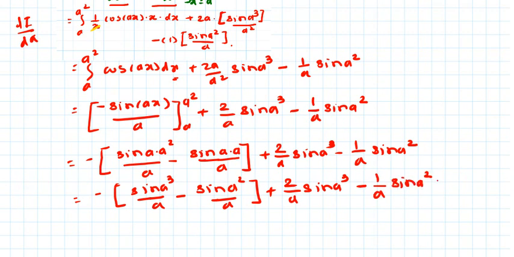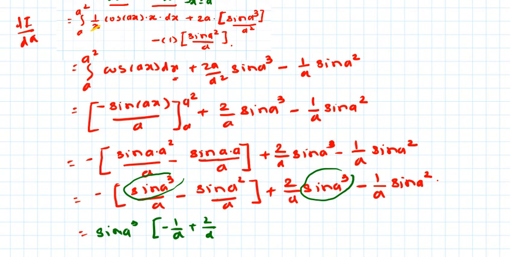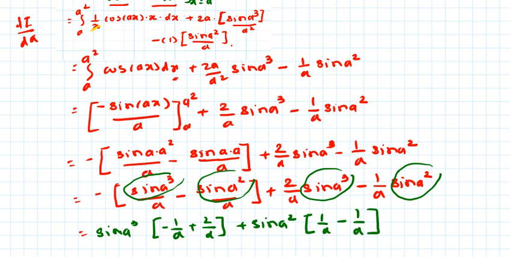So just simplify this. If you take sine of a cube out from this and this one, see what will happen. This will be sine of a cube into minus 1 by a plus 2 by a, plus sine of a square. Take sine of a square out now from this and from this. So minus minus will be plus, sine of a square into 1 by a minus 1 by a. If you observe again, this plus 1 by a minus 1 by a gets cancelled. So this term will be 0. So what remains only? Sine of a cube into 1 by a.